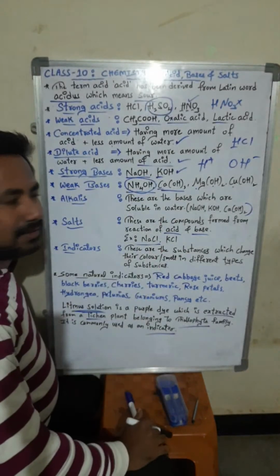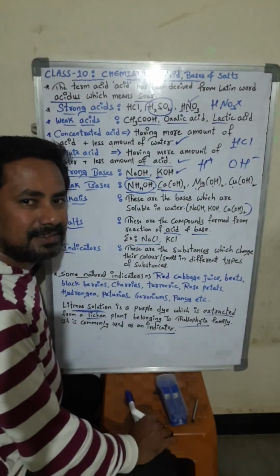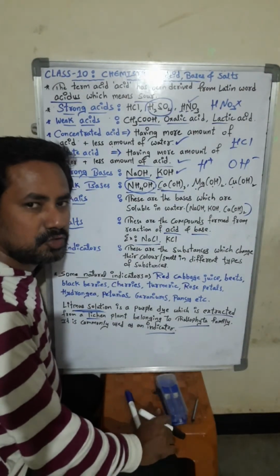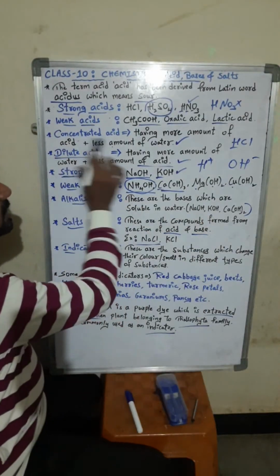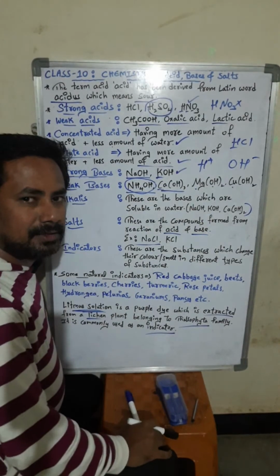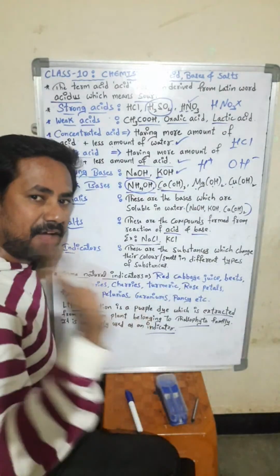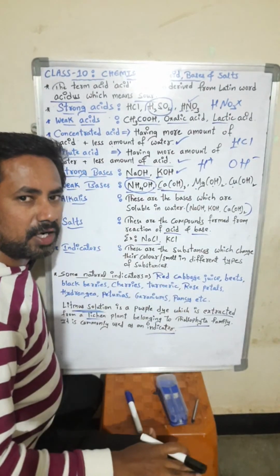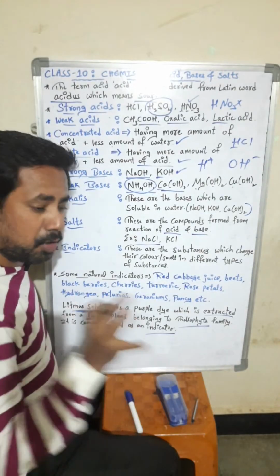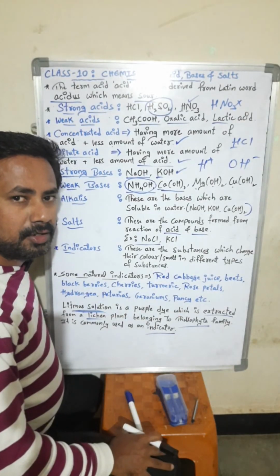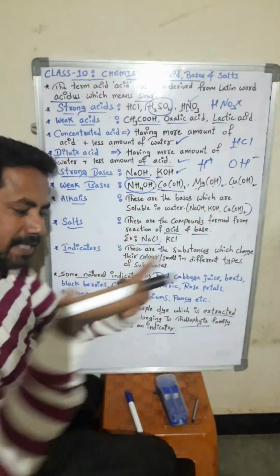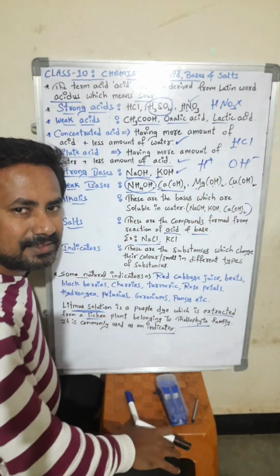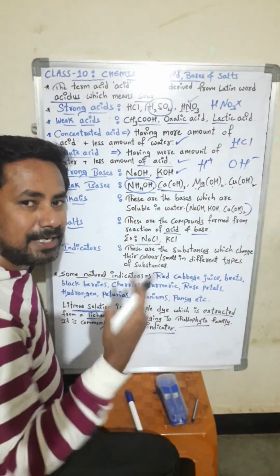Oxalic acid, lactic acid. These all are some of the weak acids, students. Still there are so many, plenty are there. Concentrated acid, what does it mean? More amount of acid, less amount of water. Concentrated, powerful. Dilute acid means what? More amount of water, less amount of acid. Dilute acids.